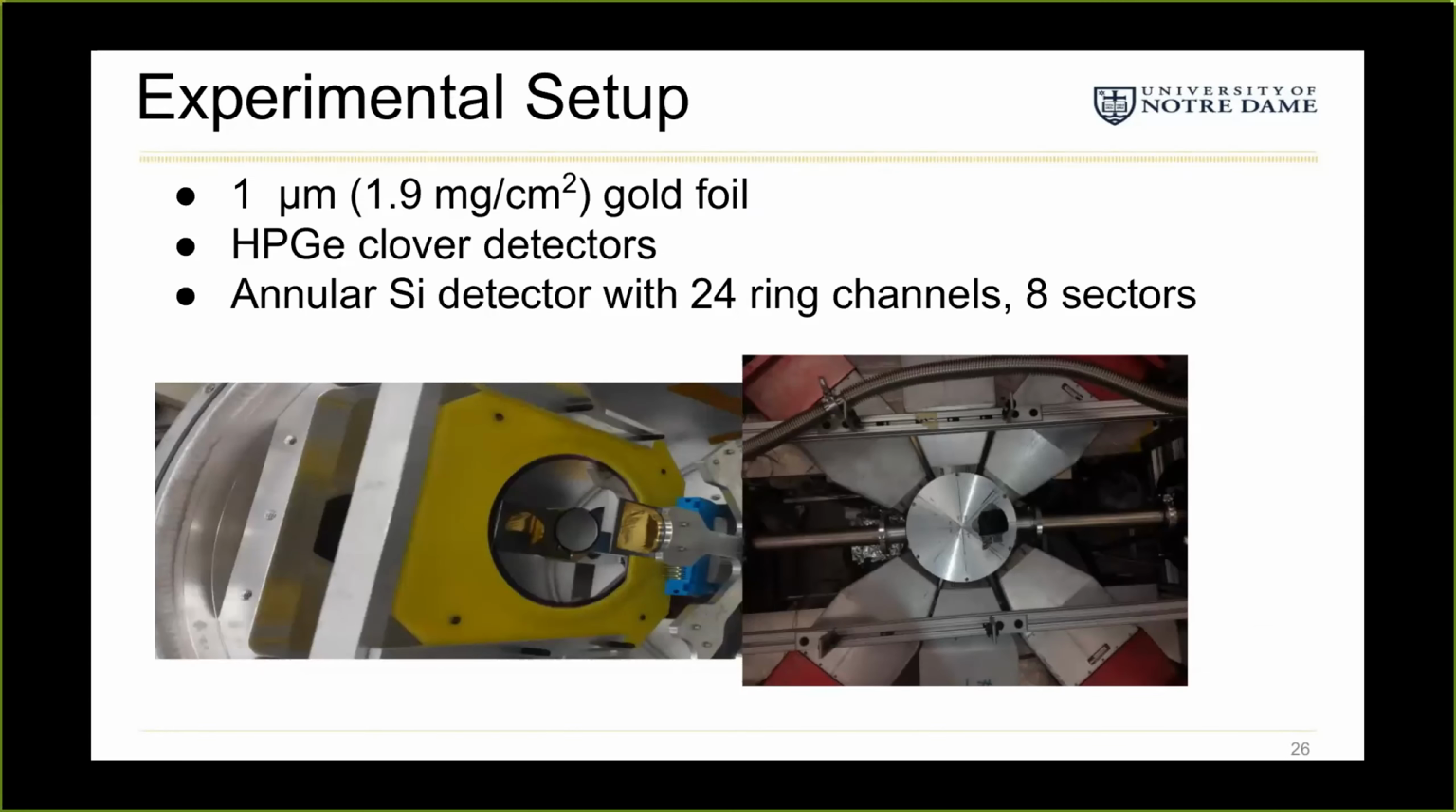So these are some pictures of the setup. You can see here the gold foil as described earlier, and then the silicon detector directly afterwards. The silicon detector is segmented. It has 24 rings and 8 sectors. I'll show you what that looks like on the next slide. And then this chamber is closed up. You can see right here, directly around it, there are 6 of these high purity germanium detectors that are placed directly up against it to measure the gamma rays.